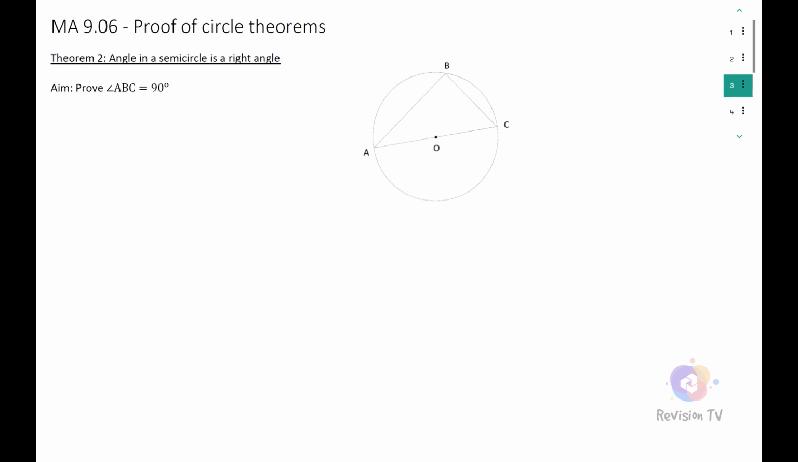So first step, we're going to do the same. We're going to split into two. Okay, split a triangle into two more triangles. Next, we're going to let the angle OAB equal x.